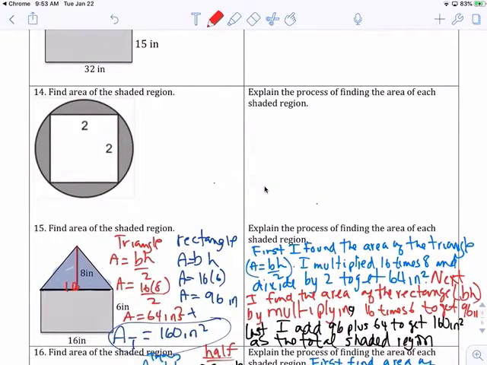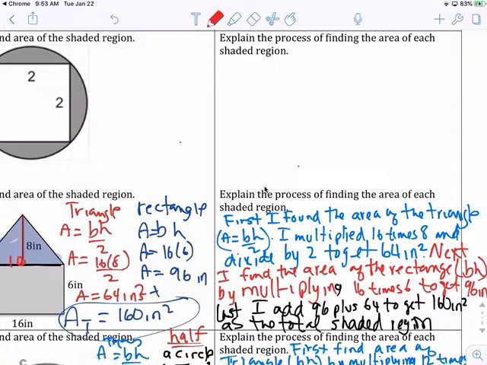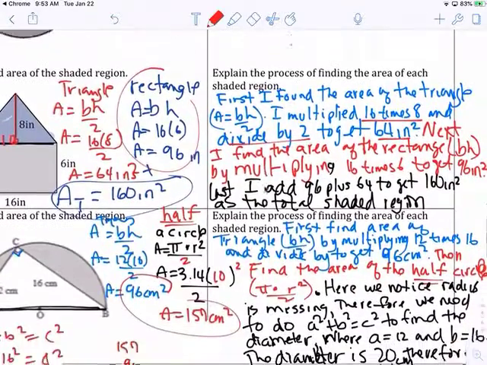The first one here, you just need to explain first. You found the area of a triangle by base times side divided by 2. I multiply 16 times 8 and then divide by 2 to get that. Next, find the area of a triangle by multiplying 16 times 6 to get this. Last, I add them to find the area of the shaded region.